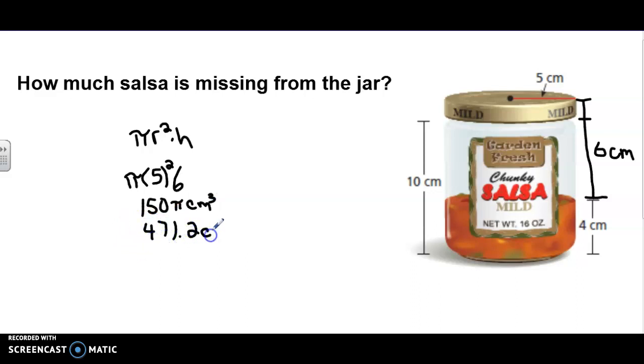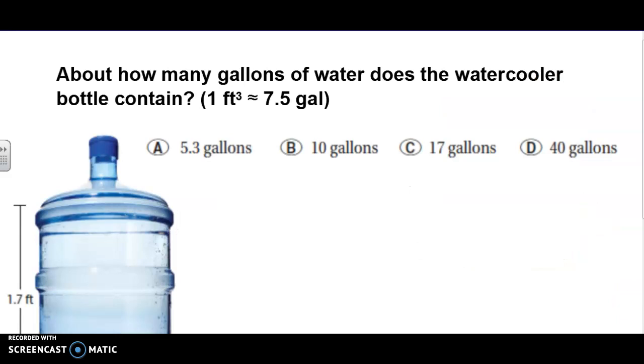471.2 cubic centimeters of salsa is missing. So a similar problem you might get, just something where you have to find the difference between two things and take that amount. So in this case, you can find a smaller amount, but there's some problems where you have to find the volume of the entire thing and then subtract some volume, and then you'll find out what your answer is.